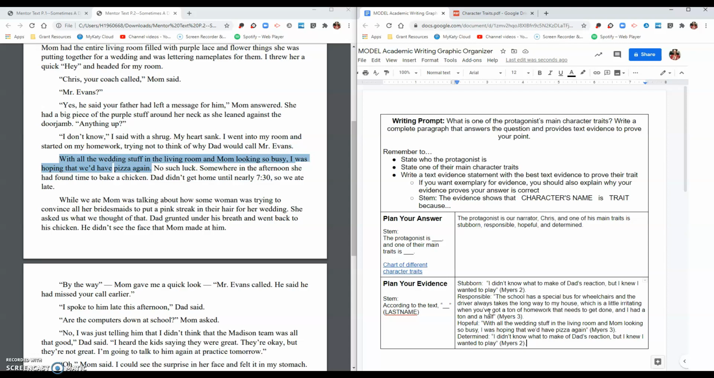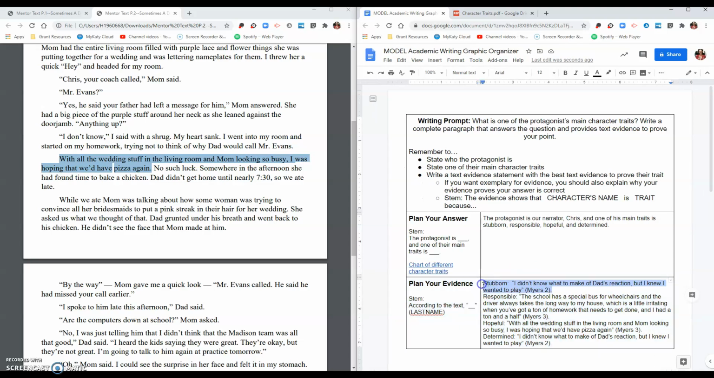First, I'm going to narrow it down. I want to choose between stubborn and determined since I'm using the same piece of text evidence. I think determined is a better trait to describe our narrator because I don't think stubborn quite covers it. So I'm just going to mark this out. I'm going to strike that through. I don't want that. And I'm going to do the same up here. I don't think I want to use stubborn anymore.